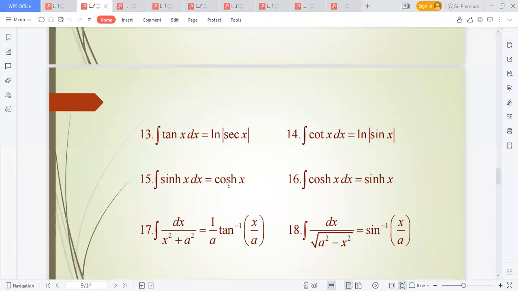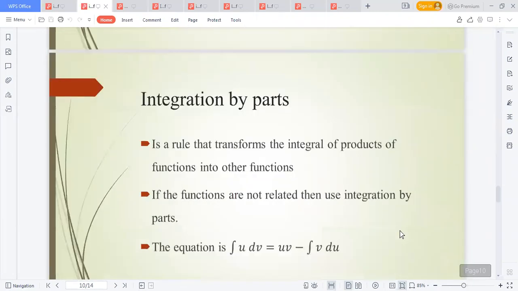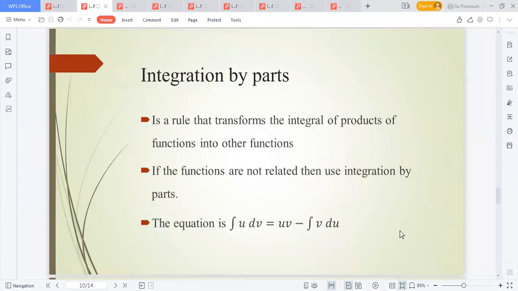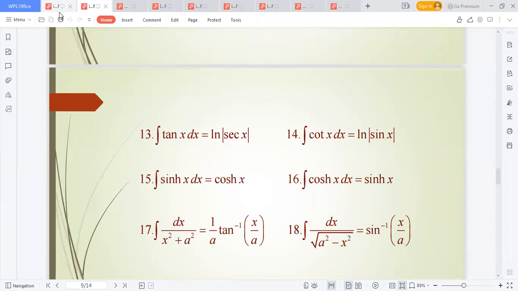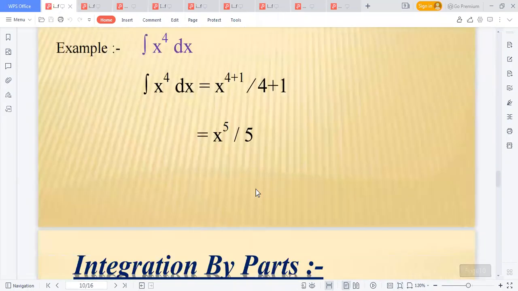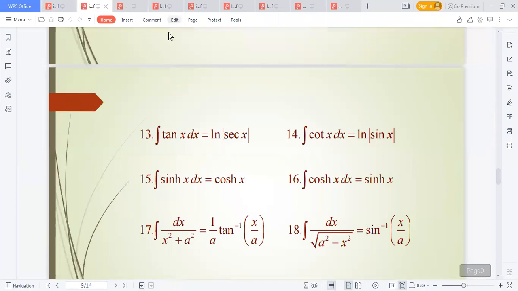Sin hyperbolic will be cos hyperbolic, and cos hyperbolic will be sin hyperbolic x. And this is the integration of dx divided by x square plus a square, which is 1 by a tan inverse x by a. This is also sin inverse x by a. So these are the main formulas. Now today we will start a new method, integration by the substitution process.